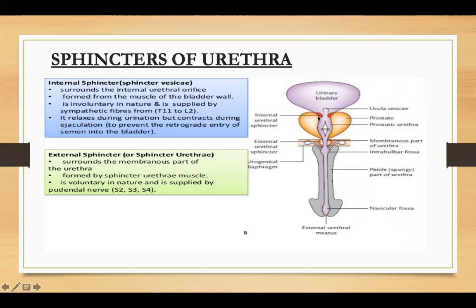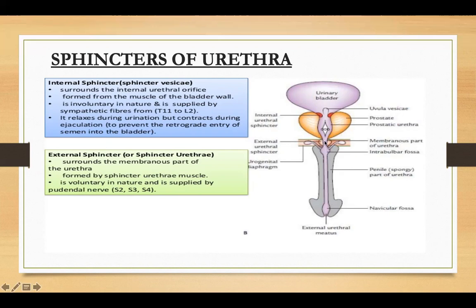It is involuntary in nature and is supplied by sympathetic fibers T11 to L2. It relaxes during urination but contracts during ejaculation to prevent the retrograde entry of semen into the bladder. So this is the main function of the internal urethral sphincter. It remains relaxed during urination but contracts during ejaculation to prevent retrograde entry of semen into the bladder. And this is involuntary in nature.